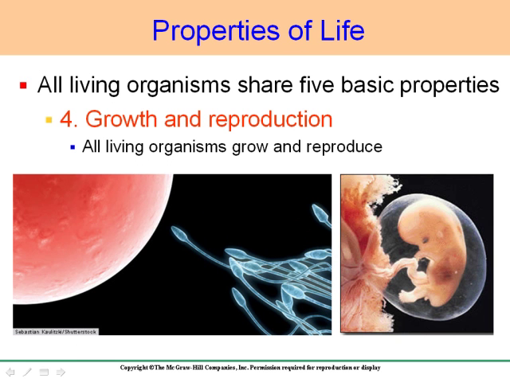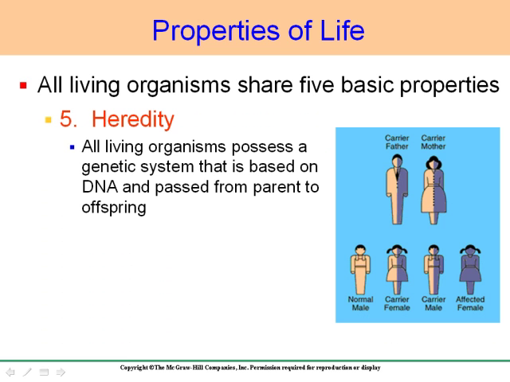The next property that organisms share would be that of growth and reproduction. And these two figures illustrate both of these two things. Number one, on the left, you have sperm actually swimming toward an egg. And then also on the right, you see a developing embryo. The fifth and final property of life is that of heredity.